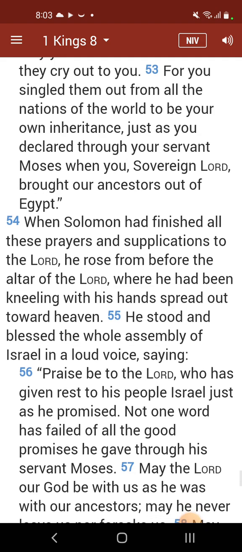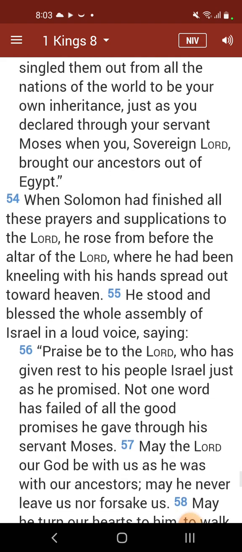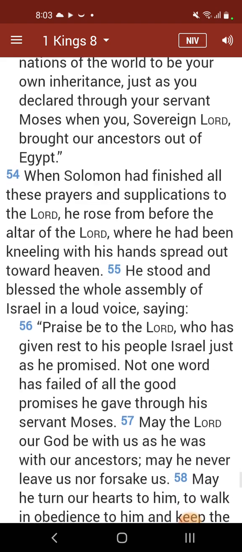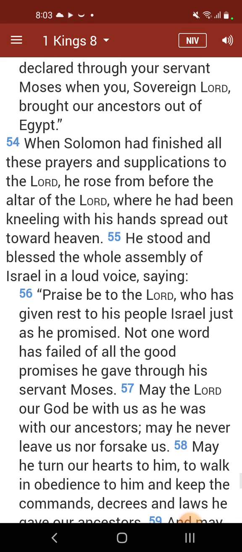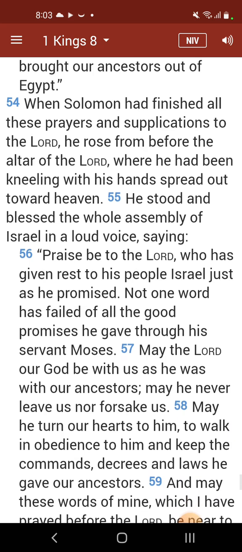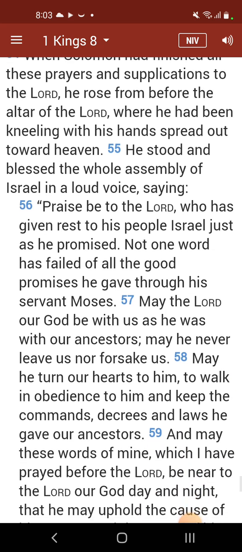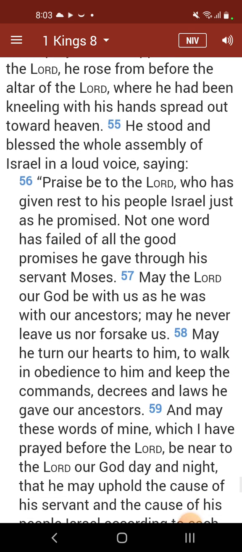When Solomon had finished all these prayers and supplications to the Lord, he rose from before the altar of the Lord, where he had been kneeling with his hands spread out toward heaven. He stood and blessed the whole assembly of Israel in a loud voice, saying, "Praise be to the Lord, who has given rest to his people Israel, just as he promised.